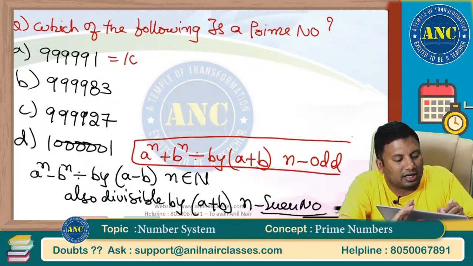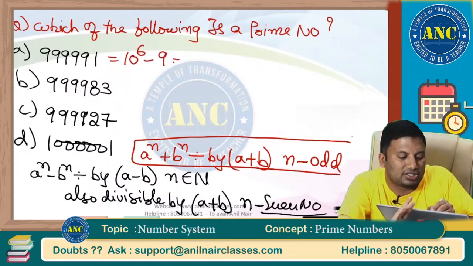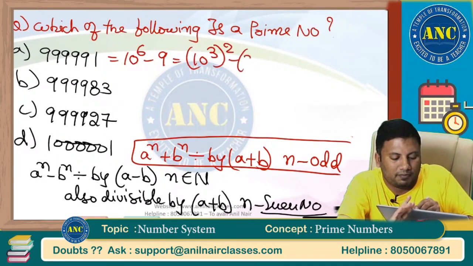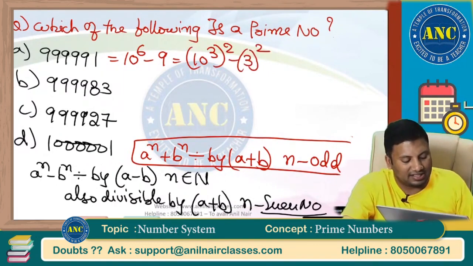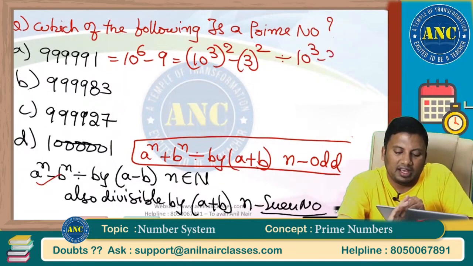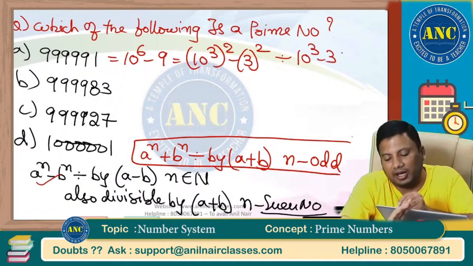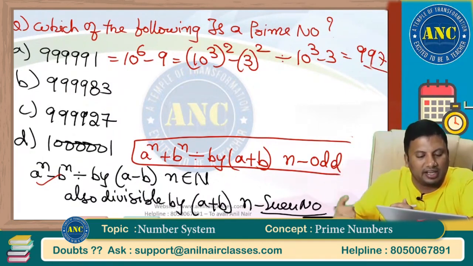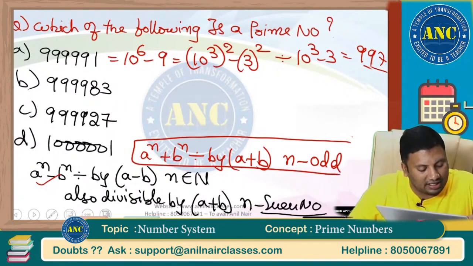The first one is nothing but 10 power 6 minus 9, that is 10 cube whole square minus 3 square. A square minus b square is divisible by a minus b, so 1000 minus 3, which is 997. Any number divisible by 997 will become a multiple of 997.